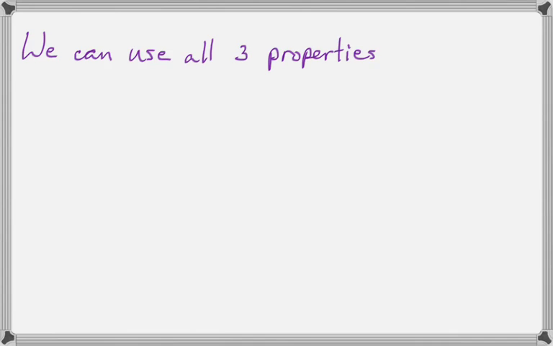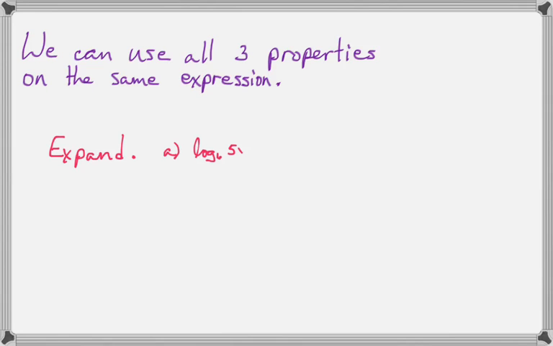Okay, now we can use all 3 properties on the same expression. Whenever we need the different properties, we can use them, any of them that we need. So we'll see a few problems here where we need several of the rules.